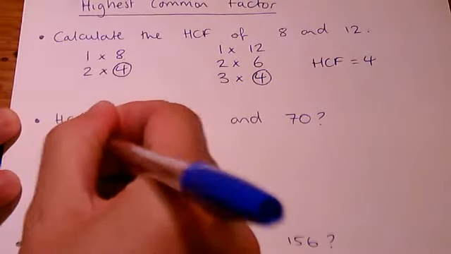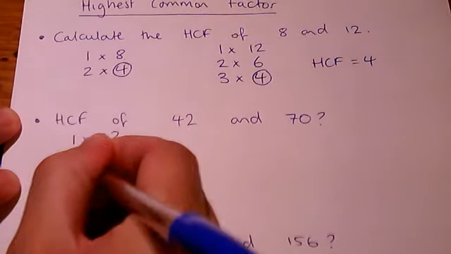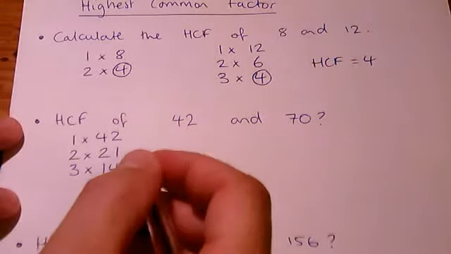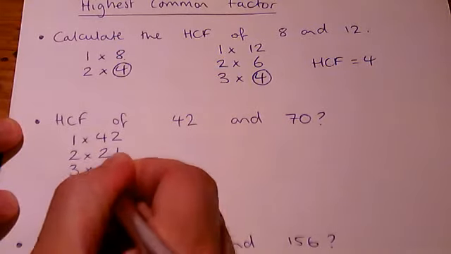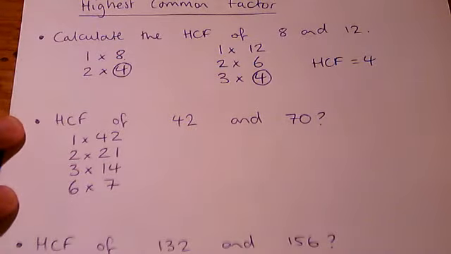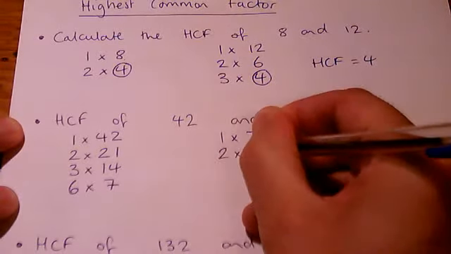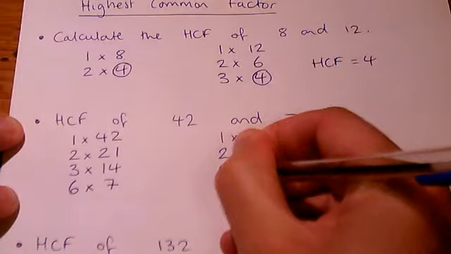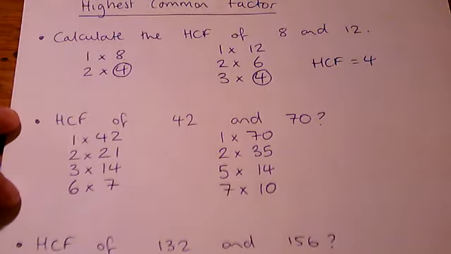So if we try 42, we get 1 times 42, 2 times 21, 3 times 14. I wonder how many people would spot that one. 4 can't go into it, 5, 6, 6 times 7, isn't it? Okay, I think that's it for 42. And if we go for 70, we get 1 times 70, 2 times 35, 3 doesn't go into it, 4 doesn't go into it, 5 times 14, 6, 7 times 10, 8, 9, they don't go into it, do they?